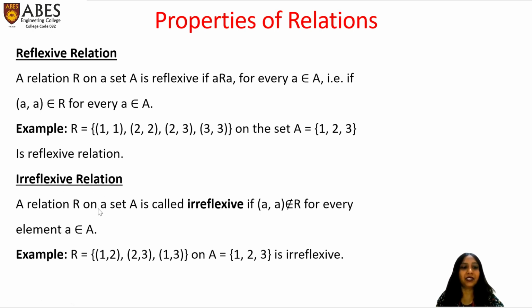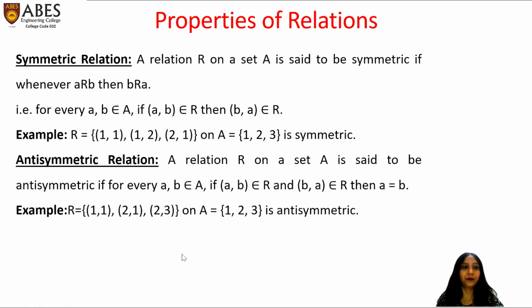Irreflexive relation. A relation R on a set is called irreflexive if (a, a) does not belong to R for every element a belongs to A. For the above example, if a relation is {(1,2), (2,3), (1,3)}, then it is irreflexive because no self relation is coming in it. If (1,1), (2,2) or (3,3) comes, then it will not be an irreflexive relation. Only the different relation pairs are coming in this.